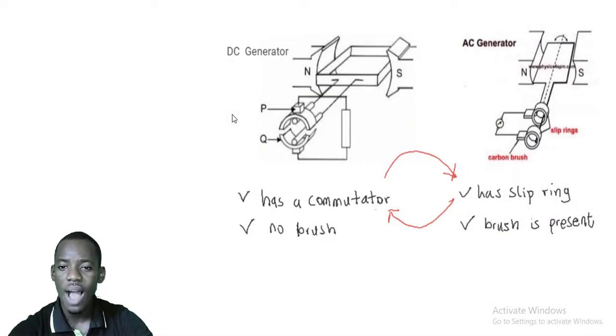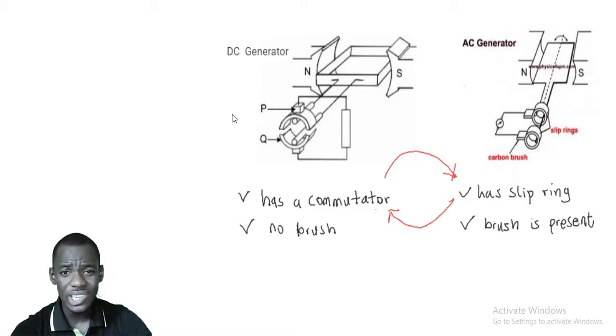Now you can see we have commutator. First of all, you must know that a commutator is only available in a DC generator, but in an AC generator we have slip rings. Instead of a commutator, AC has slip rings, while DC has a commutator instead of slip rings. So if someone asks you the difference between a DC generator and an AC generator, it is the commutator and slip ring. And that brings us to the answer to that question.